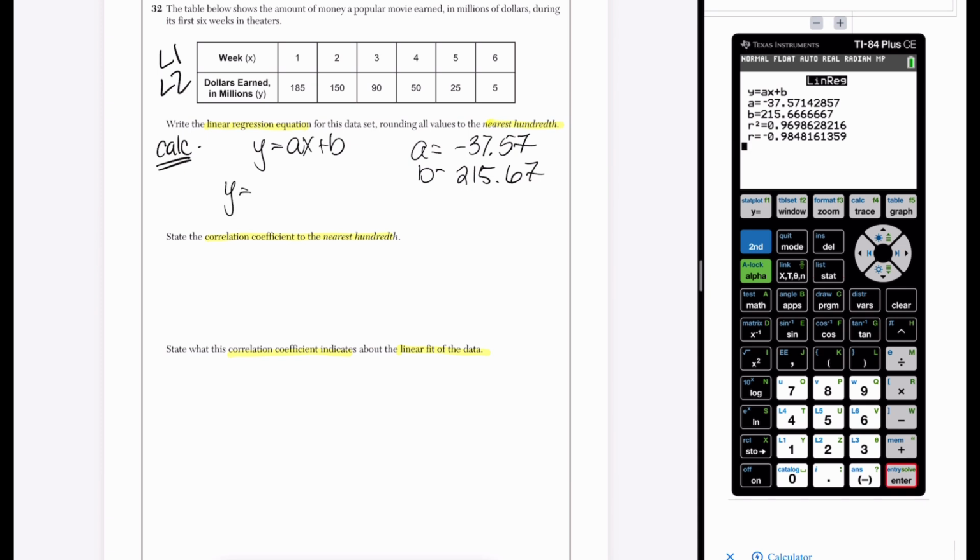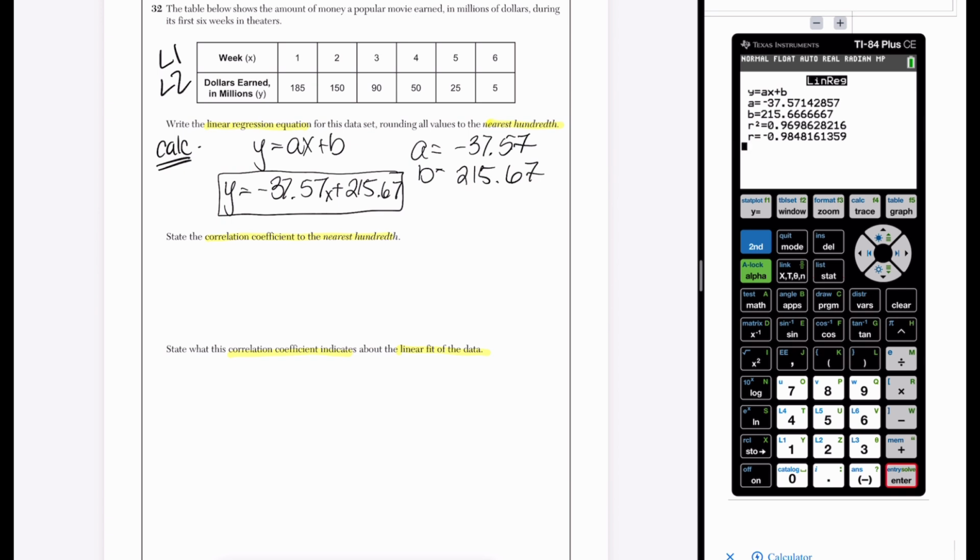So y is equal to negative 37 and 57 hundredths plus 215 and 67. Oh, don't forget to write the x. I kind of forgot to write that there. Okay, so now I have my equation. And there you have it. All I did was sub in my a and my b.